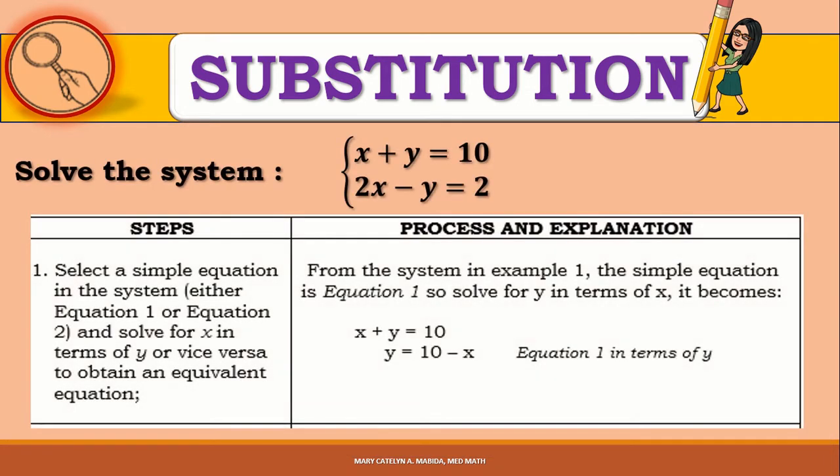We have our first example, which is x plus y is equal to 10 and 2x minus y is equal to 2. Step 1, select a simple equation in the system, either equation 1 or 2, and solve for x in terms of y or vice versa to obtain an equivalent equation. So in this process, we are going to choose x plus y is equal to 10 because it can easily be expressed as y is equal to 10 minus x. We are solving it in terms of y.